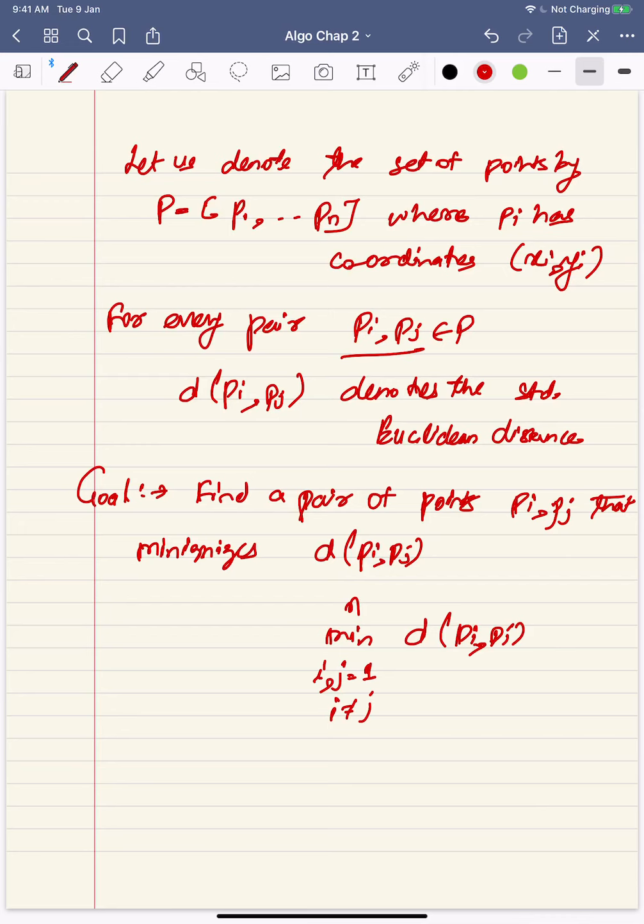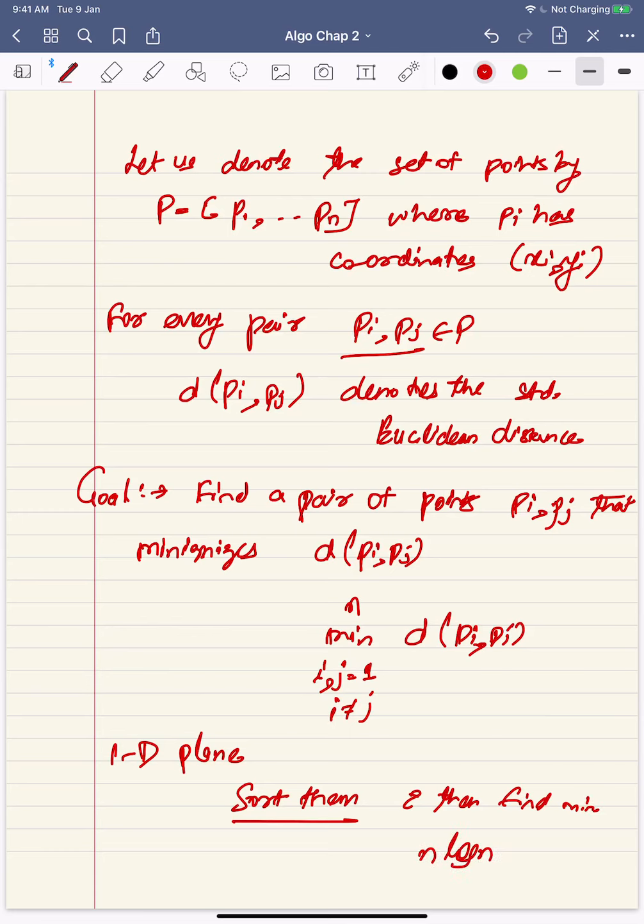Well, I talked about the 2D plane, but you can have the problem in the 1D plane also. If you have only a single coordinate and n points, the naive way is to just compare all. But in a 1D plane you can do something better. You say, okay, I'll first sort them. Suppose they are all on the x-axis. Sort them, and then go through that sequence and find which two consecutive points have the minimum distance, and then find the minimum. And this will be O(n log n), right?